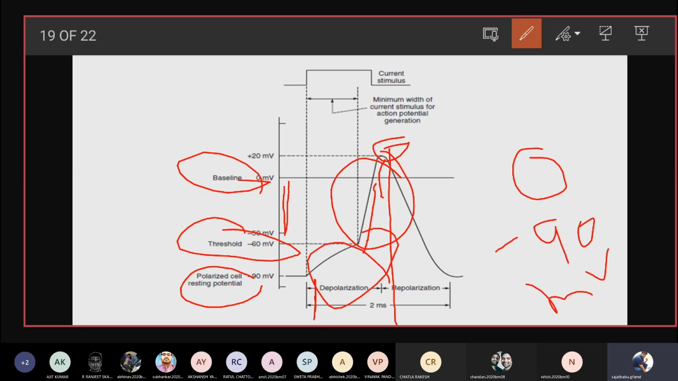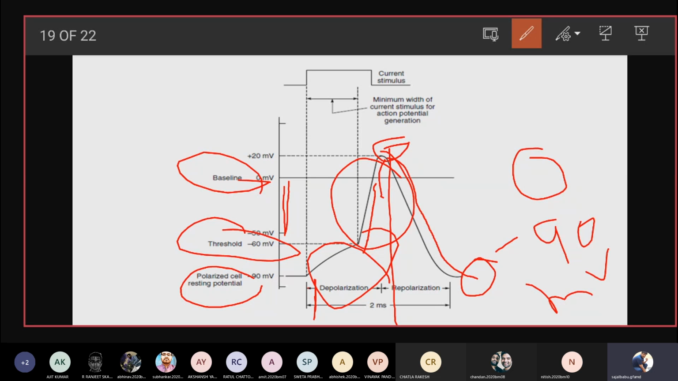Remember one thing: once the brain has given the signal to your muscle cell, the muscle cell starts depolarizing and reaches plus 20 millivolts. It will not stay there at plus 20 millivolts because it is unstable. Whenever the stimulus is removed, because the muscle is not going to give a stimulus continuously, repolarization will immediately occur, the voltage will decrease, and again it reaches the resting potential, that is minus 90 millivolts.